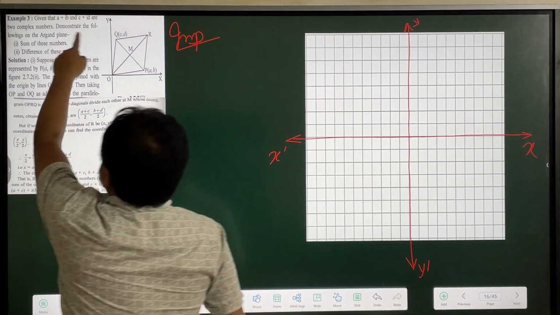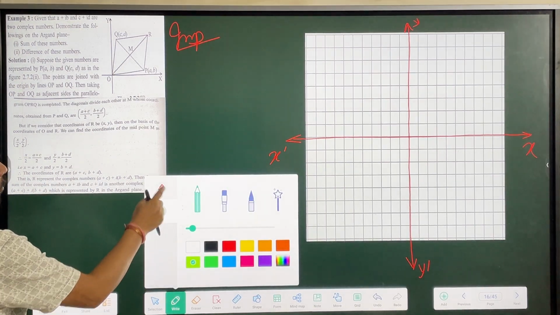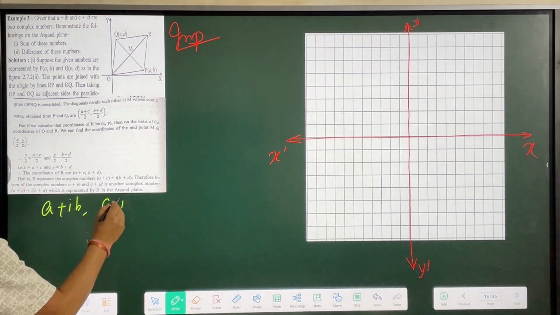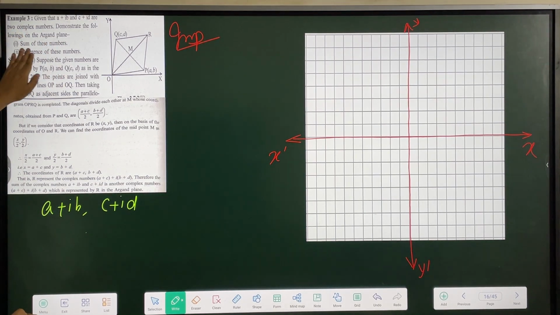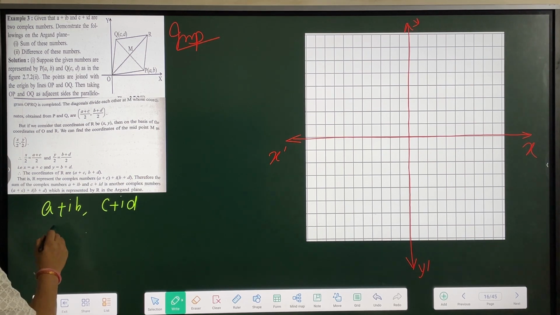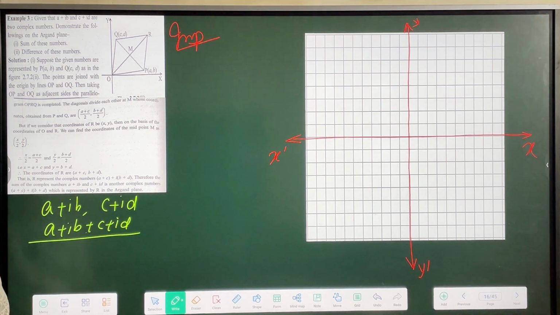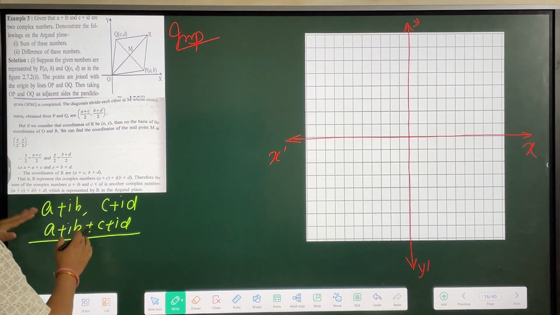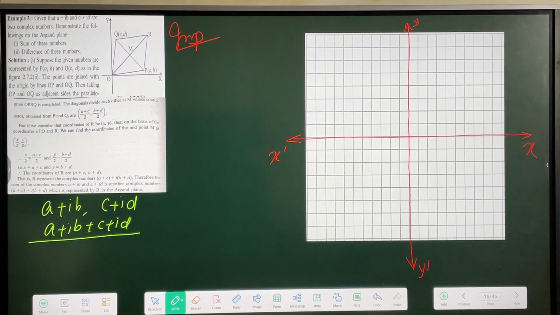Okay. Given a plus ib and c plus id are two complex numbers, demonstrate the following on the Argand plane: the sum of these numbers. Sum of these numbers means a plus ib plus c plus id. After addition of these two complex numbers, we have to show it on the Argand diagram.